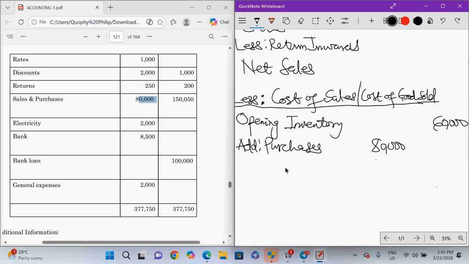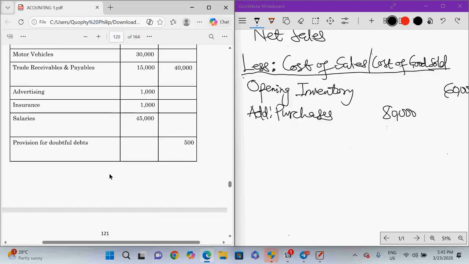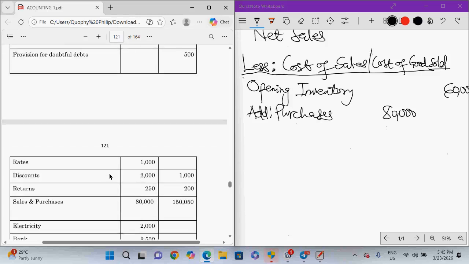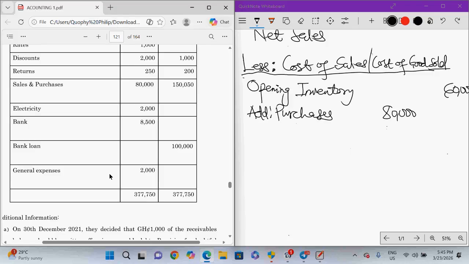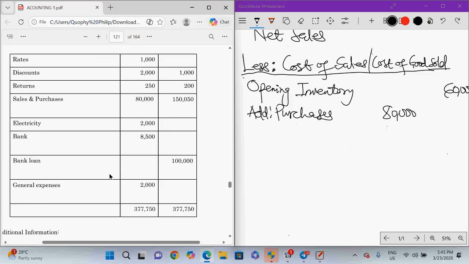What else? Carriage inwards, the cost of transporting goods into the business. Do you have something like that? Or they have free delivery? There's no carriage in there. So once you go through, you see that there is no carriage. If there is no carriage, it may mean that they had free delivery.